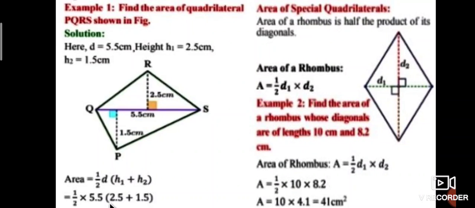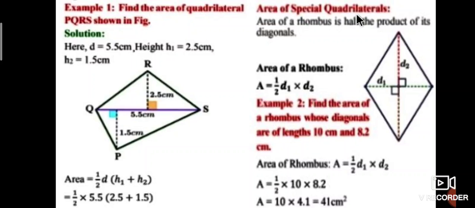Half of 4 is 2, and 2 into 5.5 is 11. Therefore, the area of quadrilateral PQRS is 11 centimeter square. Next, the area of special quadrilaterals.